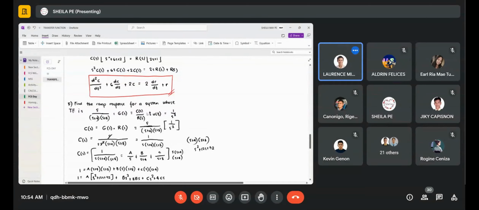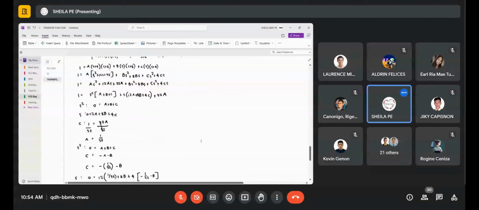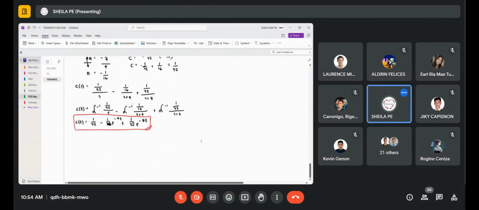Same as before, unit step. The unit step was given earlier, which is 1 over S. U of T is equal to our R of T, which is 1 over S unit step. So you solve. So this is the final answer.